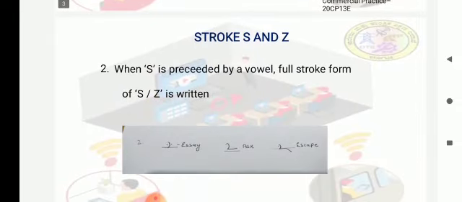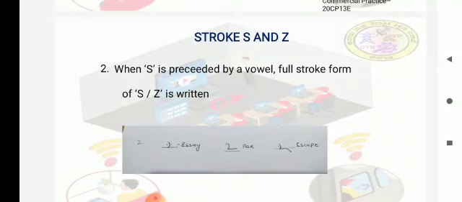Rule 2. When S is preceded by a vowel, the full stroke form of S or Z is written. So what do you mean by that? Whenever you have a preceding vowel, you need a consonant to show that particular vowel. The vowel may be first place, second place or third place. To show that vowel, you require a stroke. So whenever a word starts with S and it has a preceding vowel to S, then instead of using circle S, you are supposed to use stroke S.